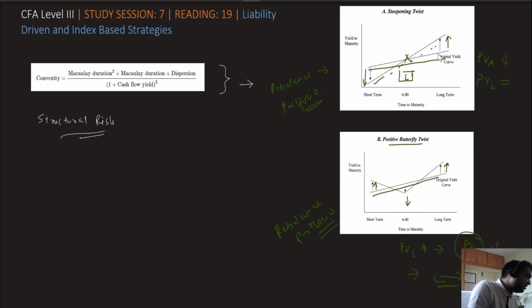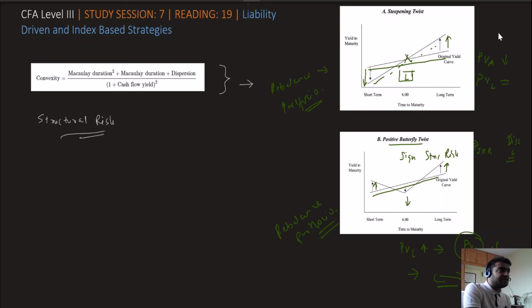Right? So now it is possible that the strategy can succeed in this positive butterfly twist, but it can succeed only if the portfolio IRR increases enough versus the decrease in the liability discount rate. Okay, so that's the condition. The portfolio level IRR must increase sufficiently to counter the decrease in the discount rate of the liability. Now if that doesn't happen, then it creates a significant structural risk.